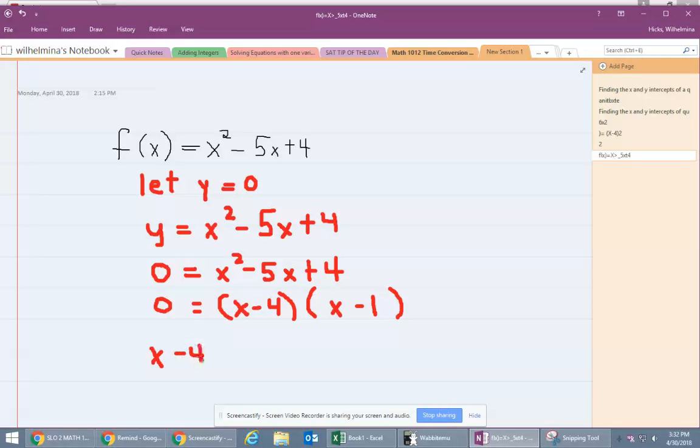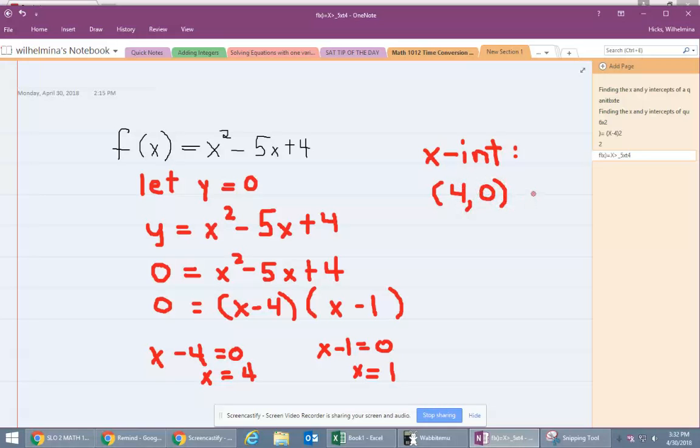And we want to solve our two binomials. Set our two binomials equal to 0 separately. So our two solutions are 4 and 1, which let me know that my x-intercepts, one x-intercept is (4, 0), and the other x-intercept is (1, 0).